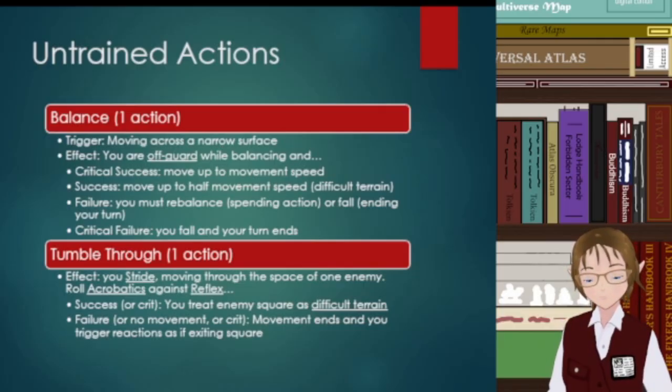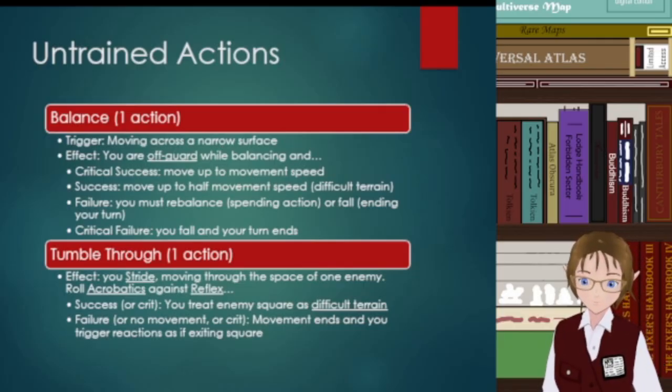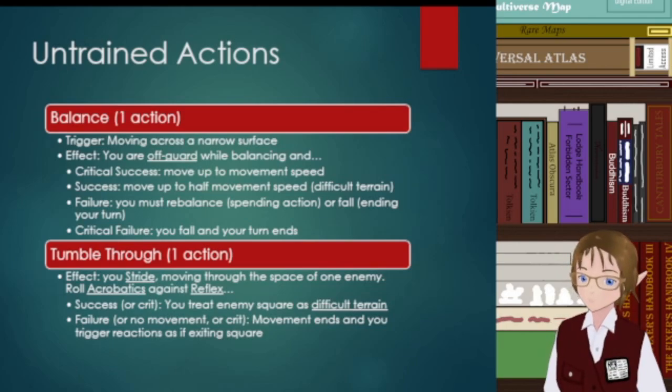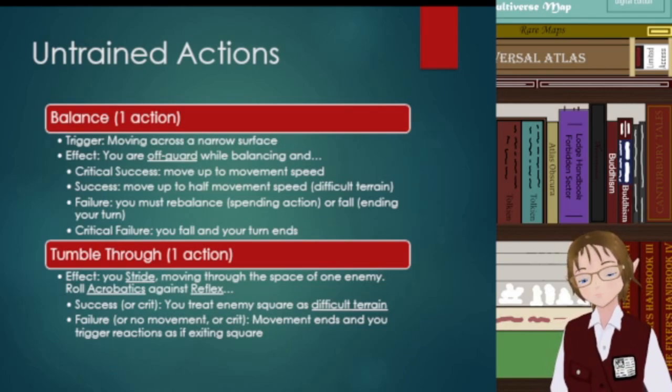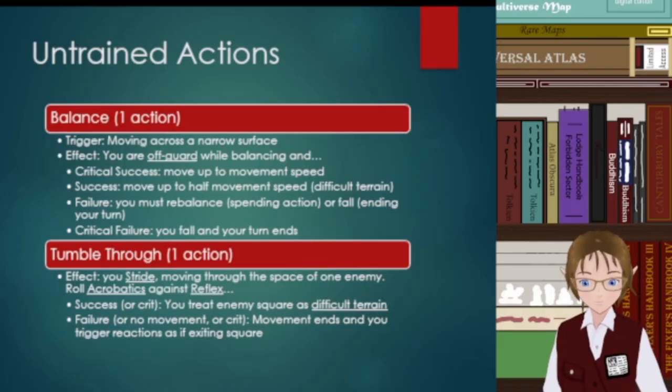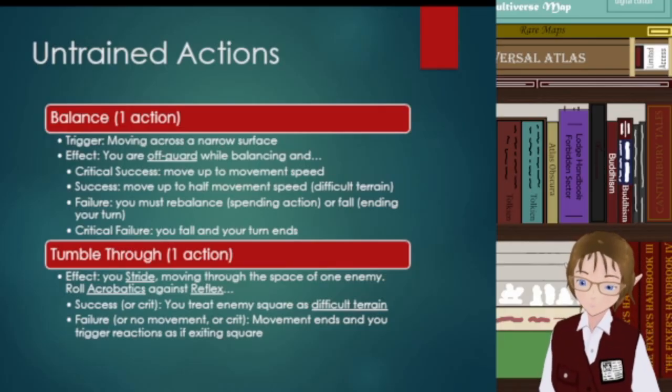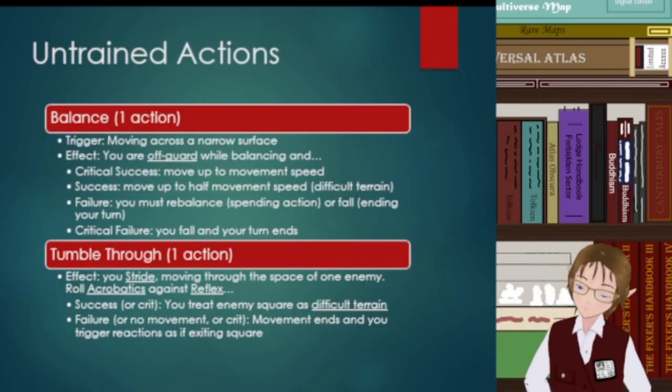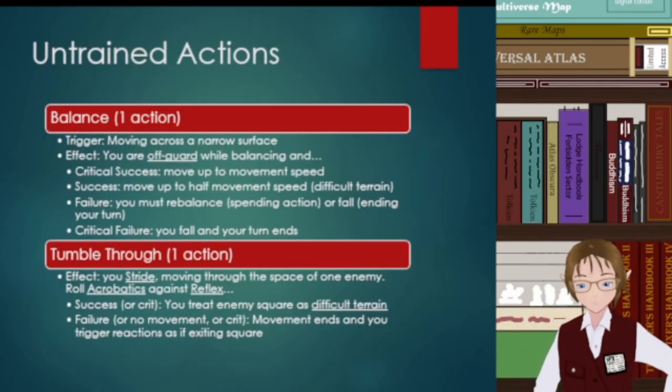And if you do not have the movement to move through the enemy square at the point where you reach them, then your movement ends and you trigger reactions as if you were exiting the square you ended on. So for instance, if the enemy has an attack of opportunity, you can be the victim of it because you tried to move through their space, but couldn't actually manage to.